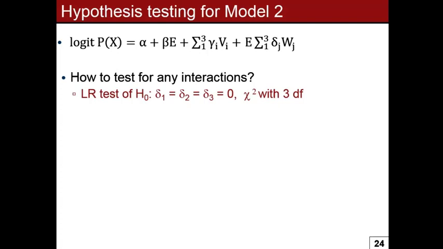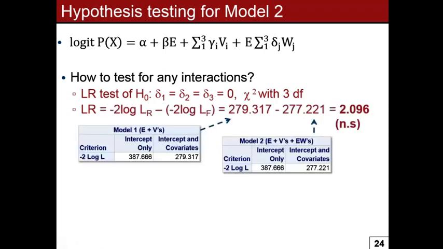So, the likelihood ratio test. If we want to test for effect modification, it's going to be a 3 degree of freedom test because we're thinking about dropping 3 terms. That's 3 degrees of freedom. And this is what that might look like.